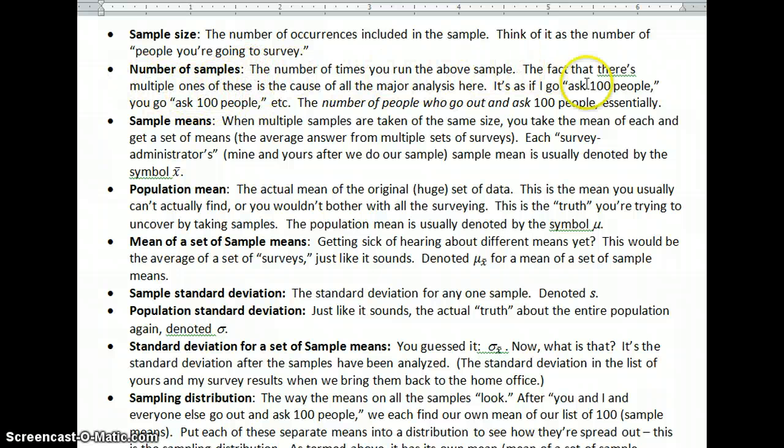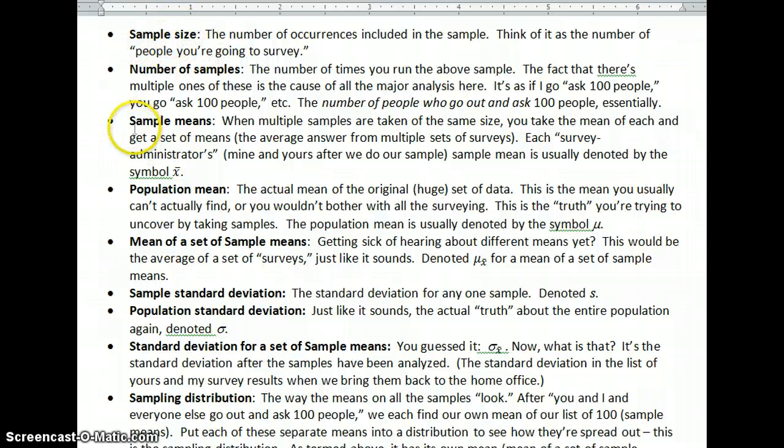This actually we're not going to mess with very much. The number of samples is not that big of an indicator of trends like sample size is. I just put number of samples in here, and actually they don't even have a really a variable for this because it's not that big a deal, the number of samples you take. It's the sample size that starts to get important.